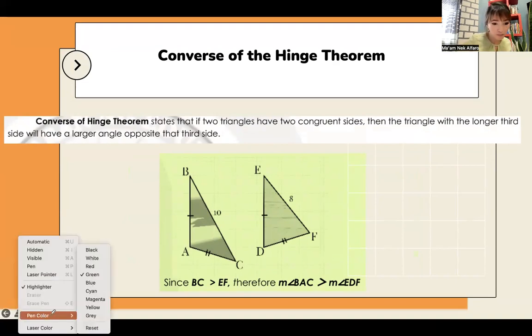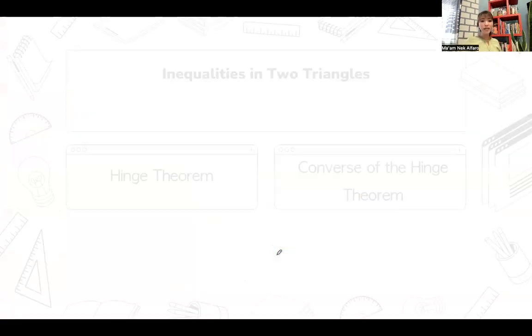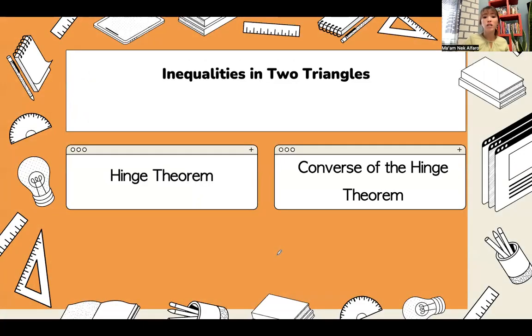let's have another color of pen. Let's have a magenta. Yeah. We have triangle A, B, and C, and triangle D, E, F. BC measures 10 centimeters or 10 units, and EF measures 8 units. Since segment BC is greater than segment EF, therefore, the measure of angle BAC is greater than the measure of angle EDF. Okay? I hope you get it. So those are the two inequalities of triangles for two triangles. Okay?